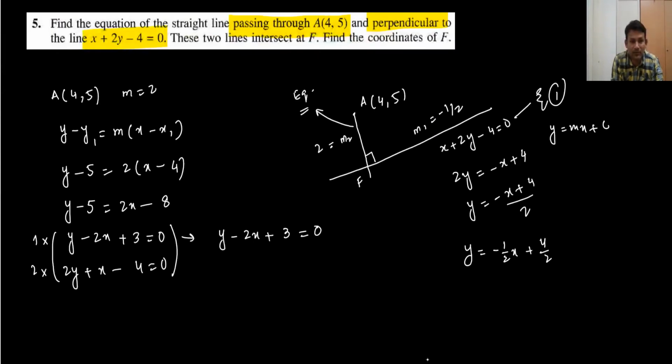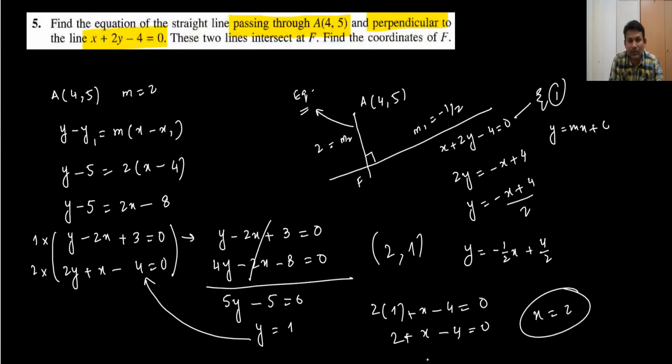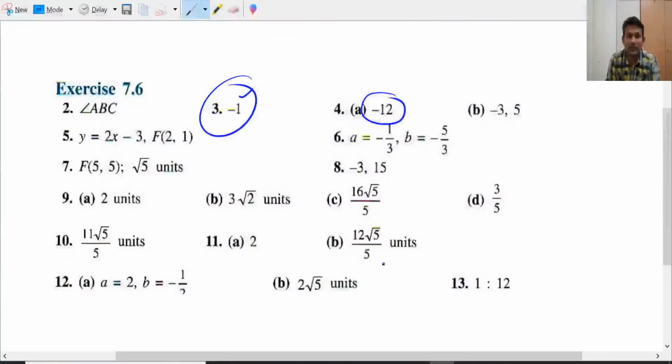This will become 2 times 2 is 4y, minus 2x, minus 8 equal to 0, and 2x will cancel out when we add. It becomes 5y minus 5 equal to 0, and y is 5 upon 5, which is 1. Then we can substitute 1 in equation number 1 or 2. Then we have 2 times 1 plus x minus 4 equal to 0. So x minus 2 equal to 0, and x is 2. So (2, 1) is your result. We can check the answer. The answer of this part is (2, 1). This we have done.